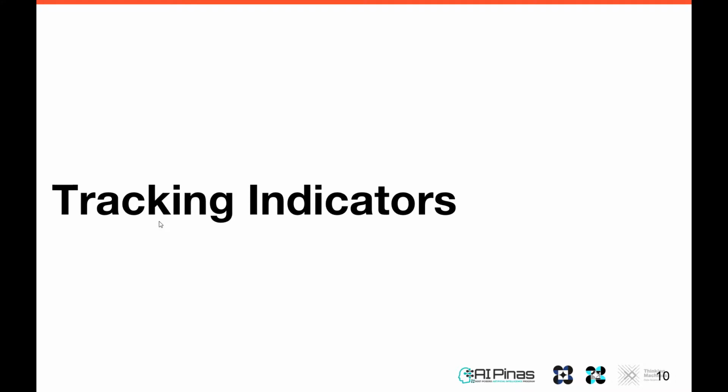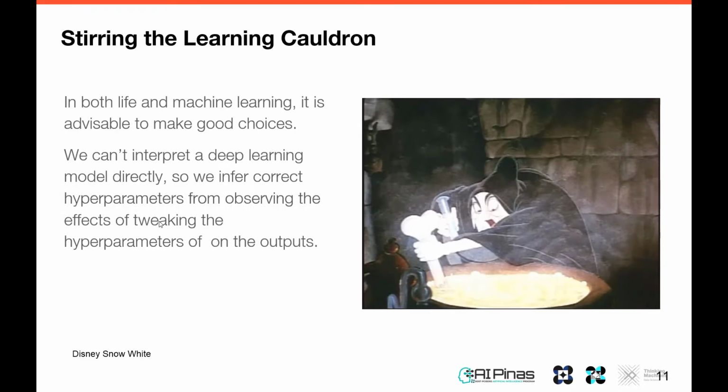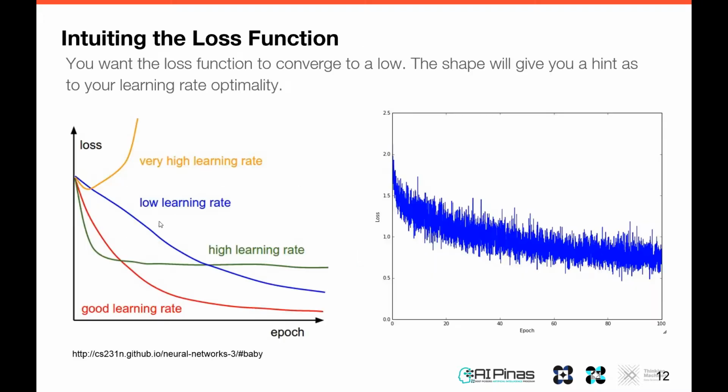Okay, now let's talk about using tracking indicators to infer what is going on with your model. In both life and machine learning, you want to make good choices. And because you can't interpret what's going on in a deep learning model directly, we have to infer how good your hyperparameters are from observing the effects of tweaking them. It really is messy. There is no analytical way to solve for a lot of these things, which is why deep learning and machine learning are so different from classic computer programming where you define a set of instructions.